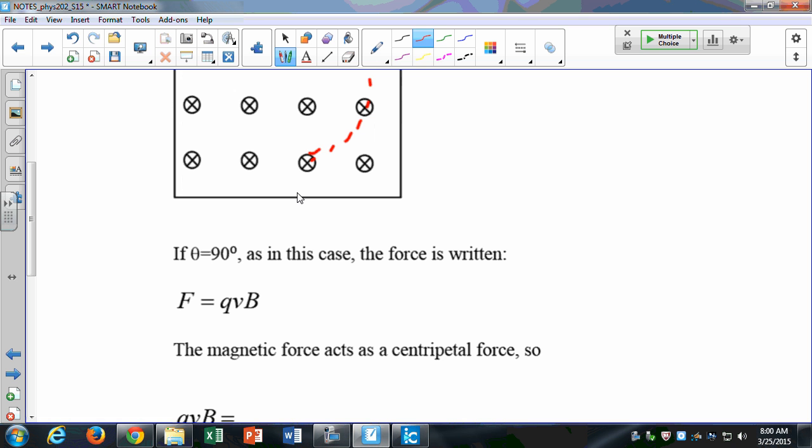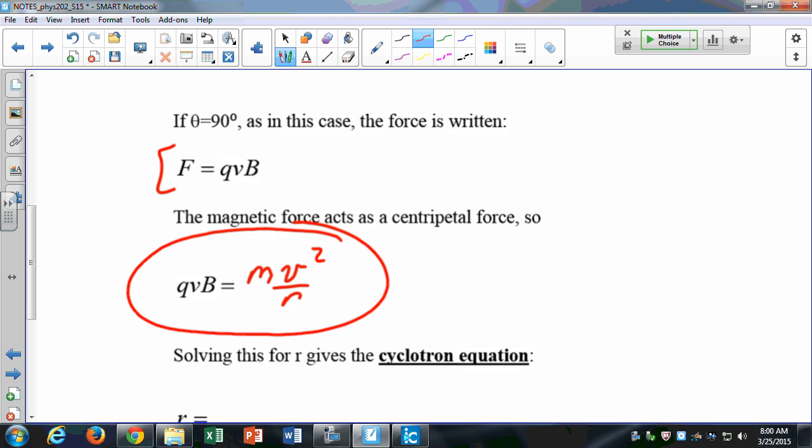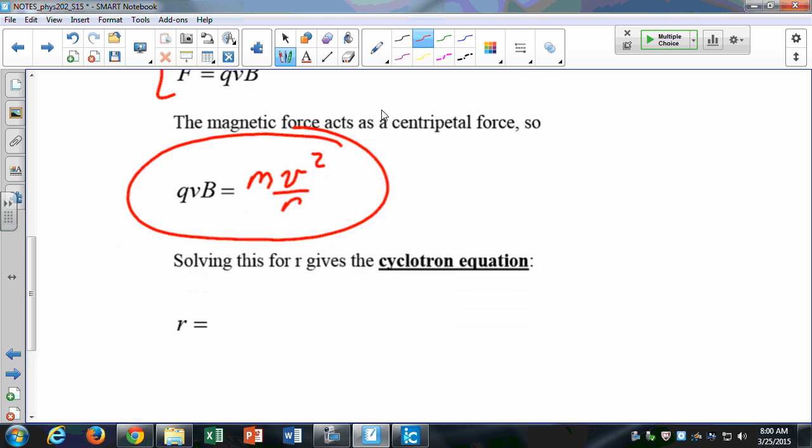So if theta is 90 degrees, as it is here, then F is equal to qvB. And because it's a centripetal force, I can say that qvB is equal to mv squared over r. Remember, that v squared over r is our centripetal acceleration. And this relationship is what allows for a mass spectrometer, or a cyclotron. This is the cyclotron equation. This is on your equation sheet, but it's useful to know that it comes about from this expression: our magnetic force is a centripetal force.